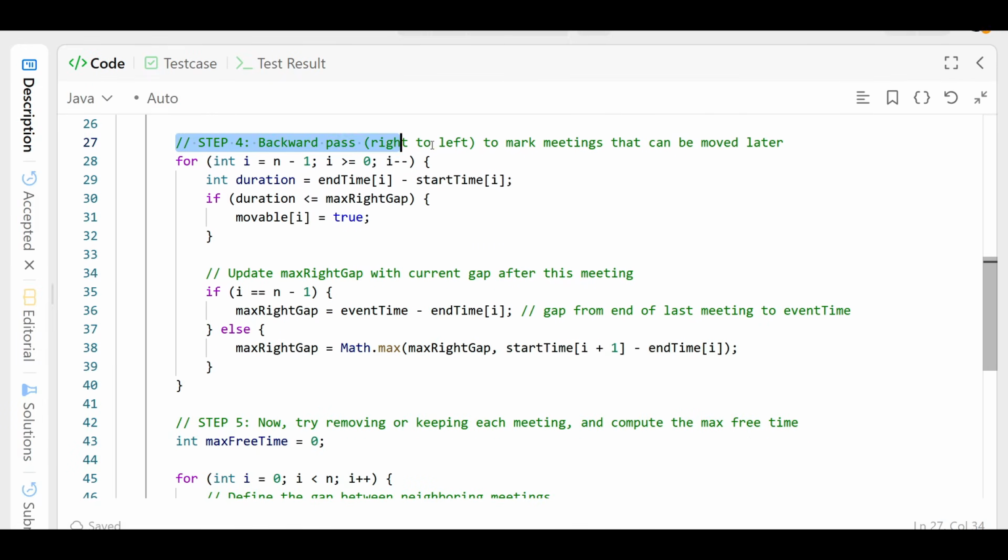Similarly, we'll go for the backward pass, right to left, and mark the meetings that can be moved later. We'll do the reverse loop, and find the duration as end time minus start time, and check the duration. If it is less than the gap, we'll mark it as true, and similarly check for the last. If i is the last, update the max right gap with the current gap after this meeting: event time minus end time of i gives the gap from the end of the last meeting to the event time. Otherwise, in all other cases we find the gap as start time of i plus 1 minus end time at i, and take the max.